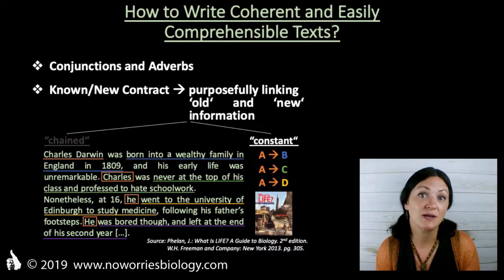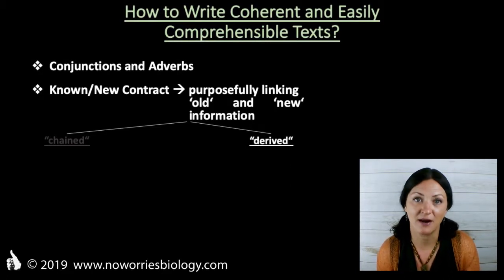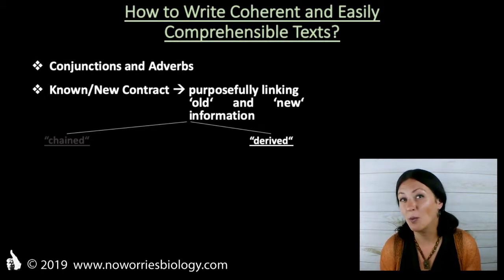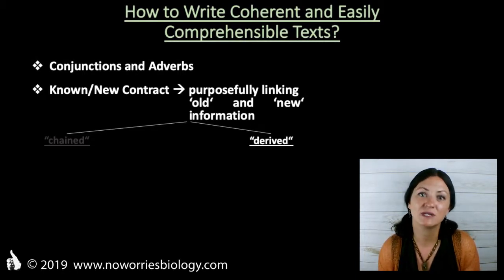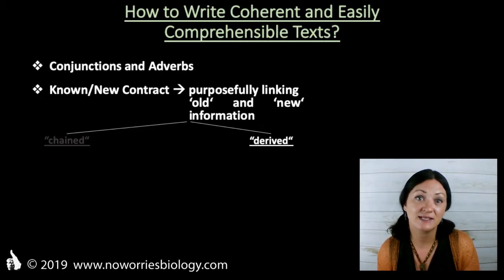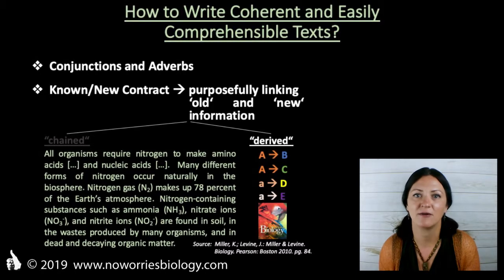A pattern closely related to the constant pattern is the so-called derived pattern. Here the topic of consecutive sentences stays almost the same, but it gets narrowed down. So after a topic has been introduced, a subsequent sentence then only has a subgroup or subset of the original topic as its subject, and so on. Here's an example for the derived pattern for linking known and new information.